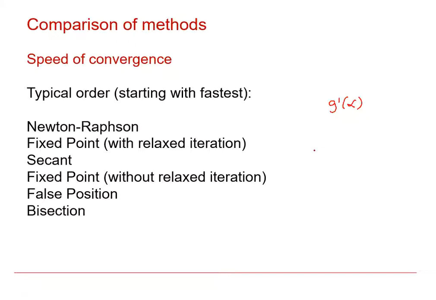If we haven't got g'(alpha) that close to 0, then the secant method can sometimes be better, but usually the fixed point method is better than the false position method, which is usually better than the bisection method.